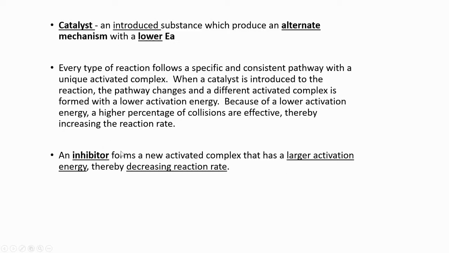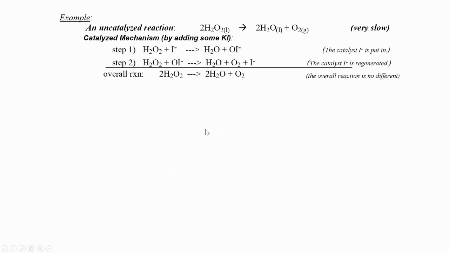The opposite of that is an inhibitor, which forms a new activated complex that has a larger activation energy, thereby decreasing the reaction rate. So an inhibitor works the opposite way. A catalyst, by definition, lowers the EA, and an inhibitor raises the EA.